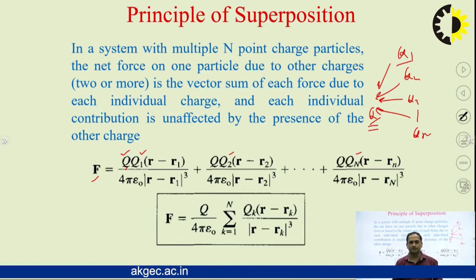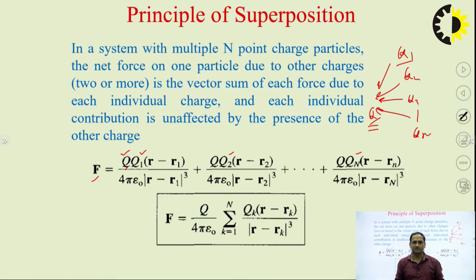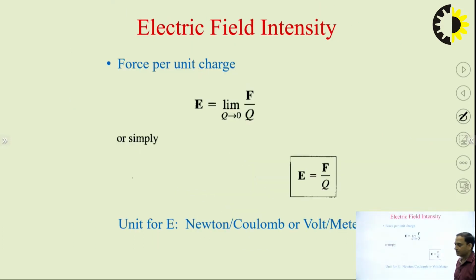Because these are discrete charges which are distributed, not continuous charges, we use a discrete summation of the different charges, right? In this way we can solve this type of problem.